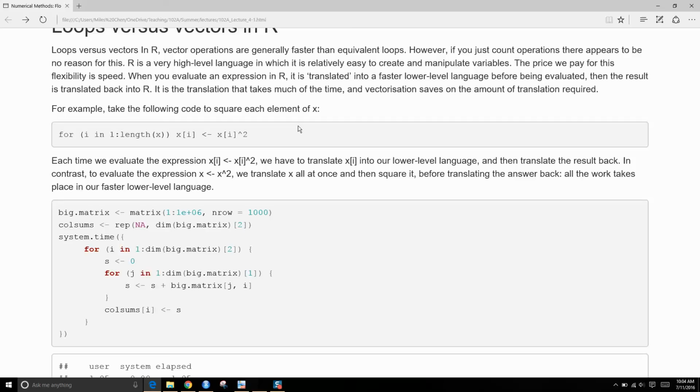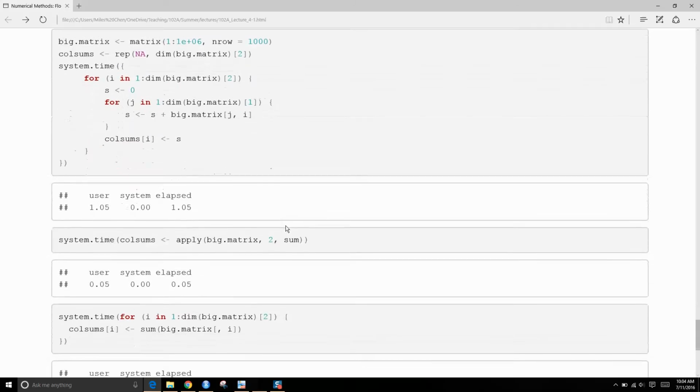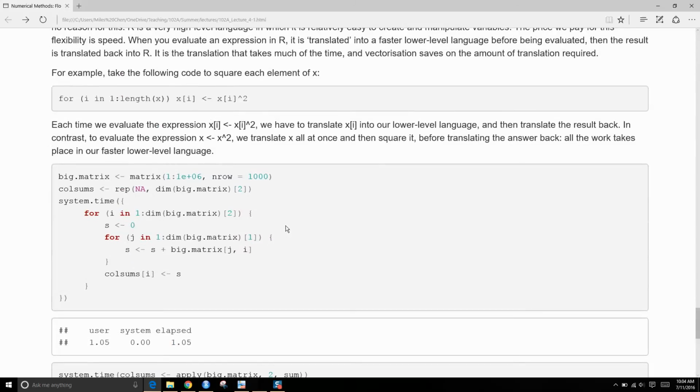It's easier for R. And so we can compare how some of these operations compare when we have them written as loops versus when we have them written in vector form. And we can see the computational time difference is quite substantial.